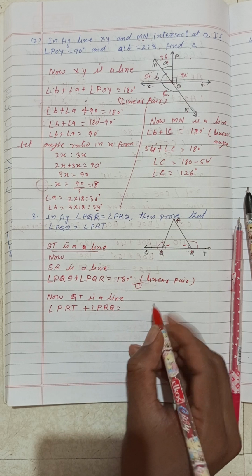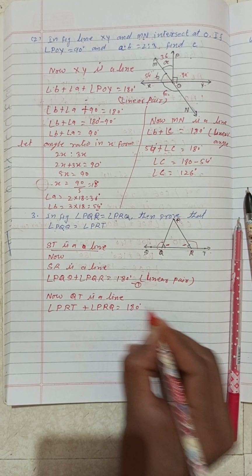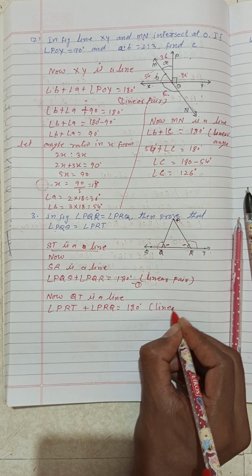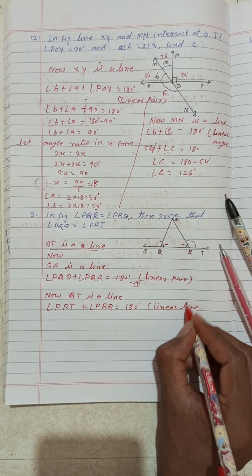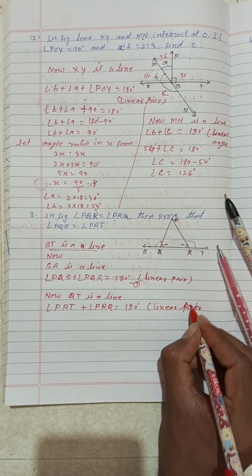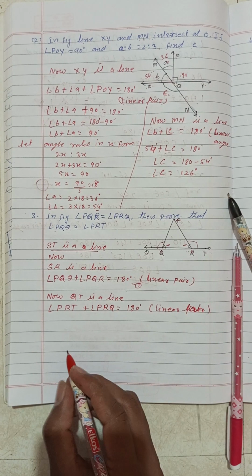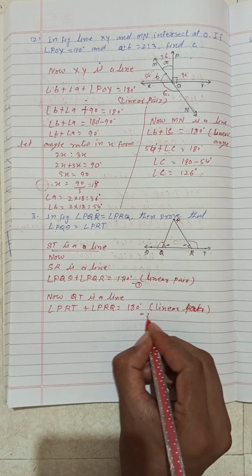PRQ is equal to what? That is also 180 degrees, because of the linear pair. It is also a linear pair. Sorry, linear pair. Now this is equation number 2.